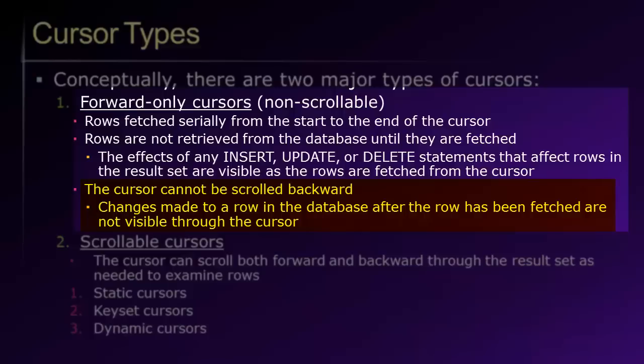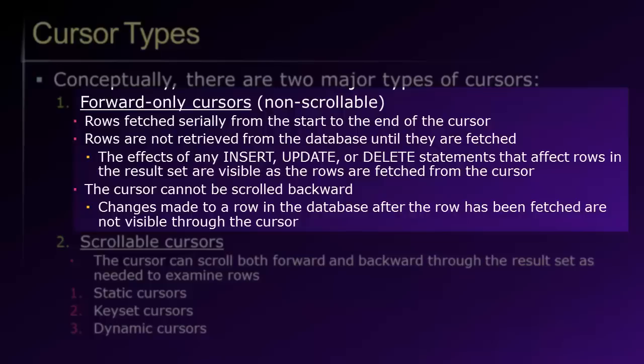Because we cannot scroll the cursor backwards, any changes that are made by other users to the database to rows in our result set that we have already examined will not be visible through the cursor. So if I am reading through a result set using a forward-only cursor, and I read row 1, and then row 2, and then row 3, and at that point in time some other user makes a change to row 1, I would not be able to see that change through the cursor because I cannot look backwards.